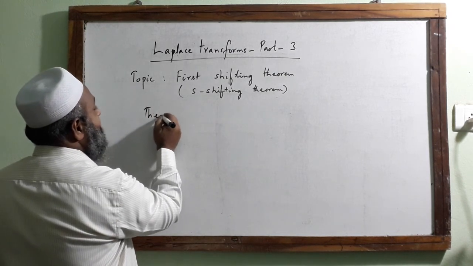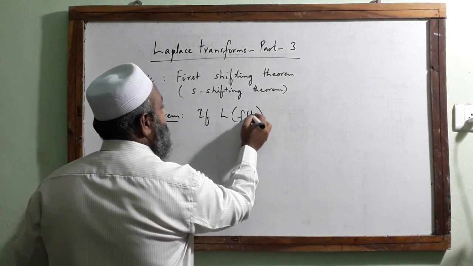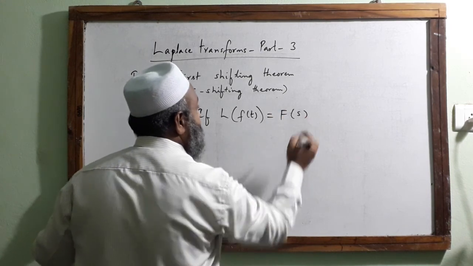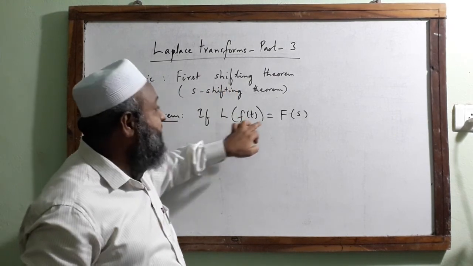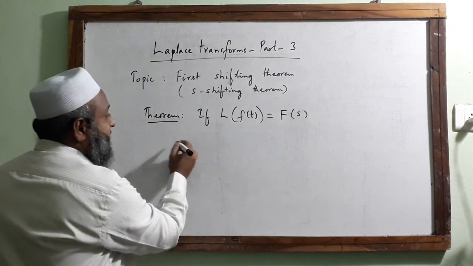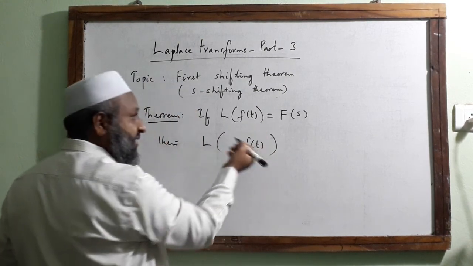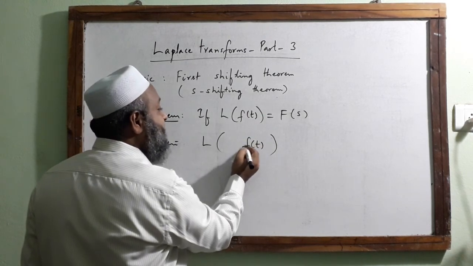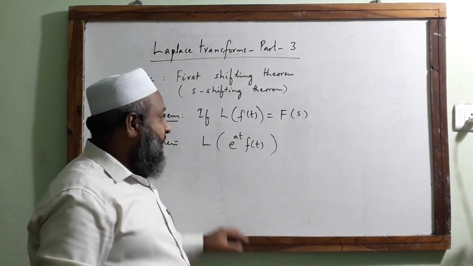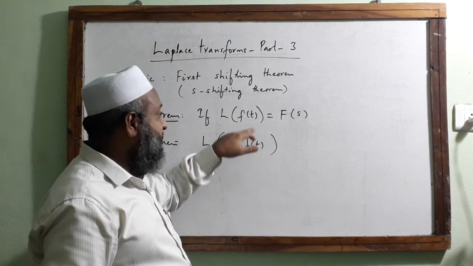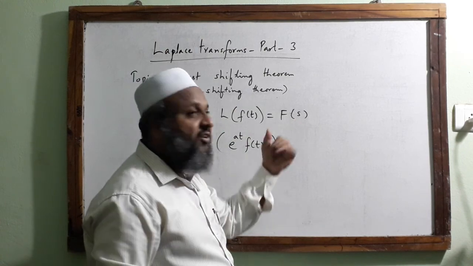The statement of the theorem is like this: if the Laplace transform of f of t is some function F of s. Now you need to understand what is said here. If the function f of t has the Laplace transform F of s, then the Laplace transform of this same f of t, when it is multiplied with the exponential function e to the power of at, with a as the constant, is a product of two functions, of which one is that one whose Laplace transform we already know.